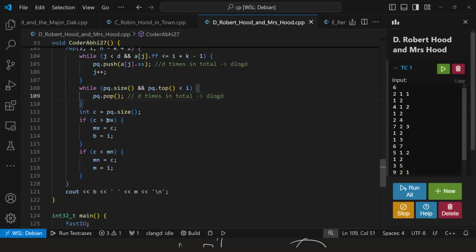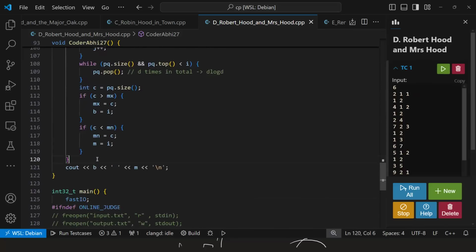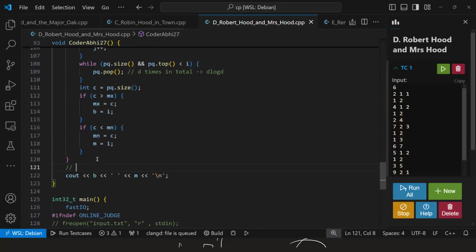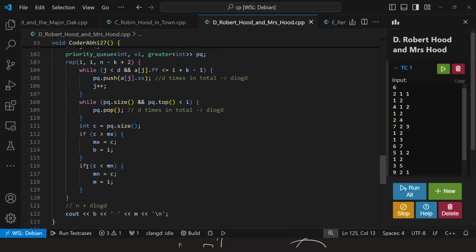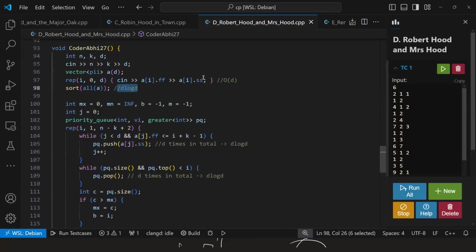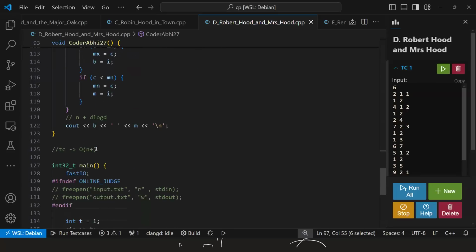After this, these are O of 1 operations, which are running at max n times. So overall, this loop is running at max n plus d log d time. So my final time complexity is going to be O of n plus d log d. I hope it is clear. And this n and d were up to 10 to the power 5, so this is accepted.